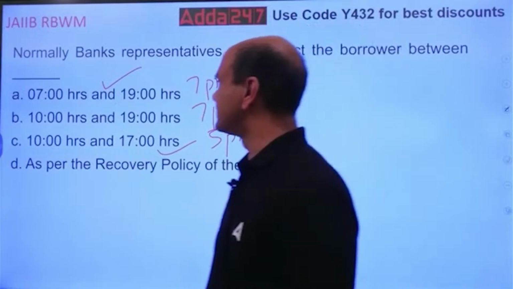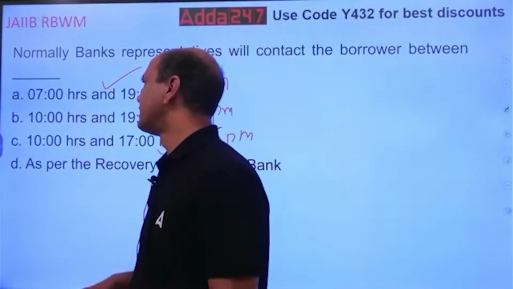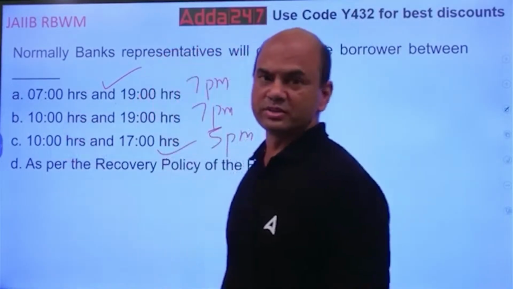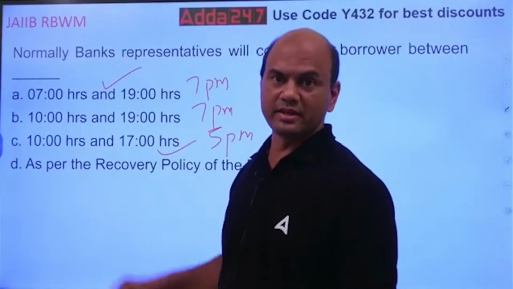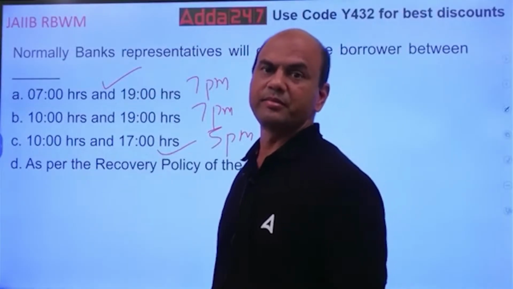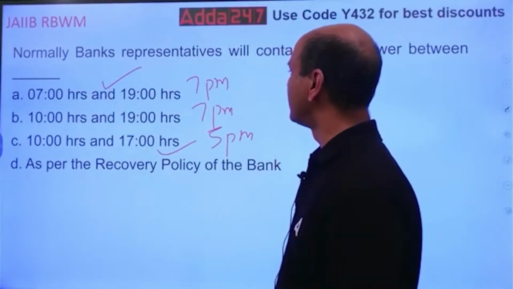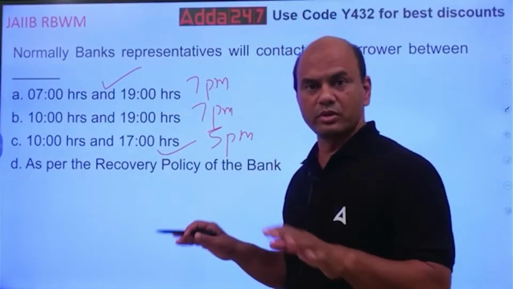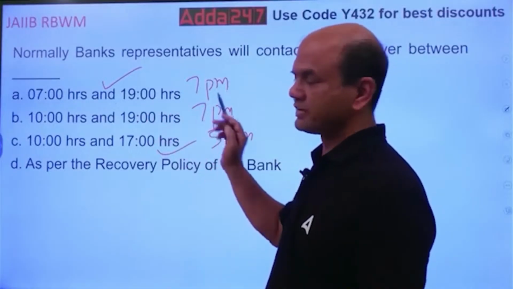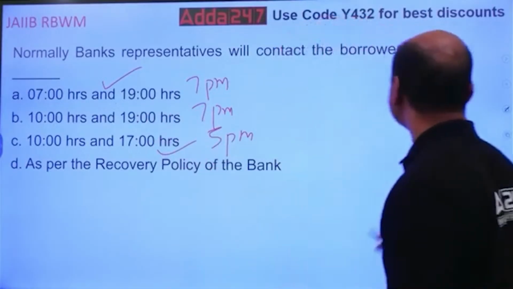Some banks follow the concept of 9 a.m., and in the evening they go up to 8:30. But what is the rule? The rule says 7 a.m. to 7 p.m.